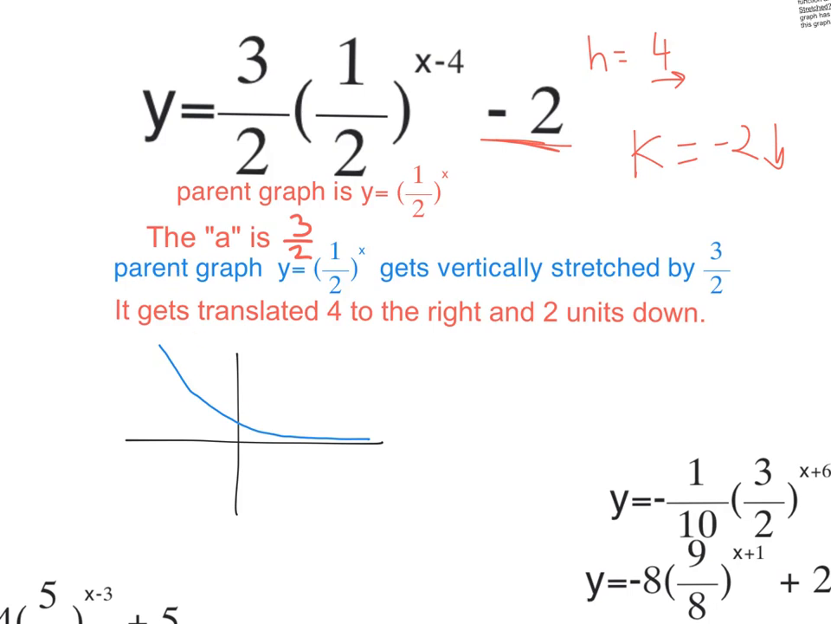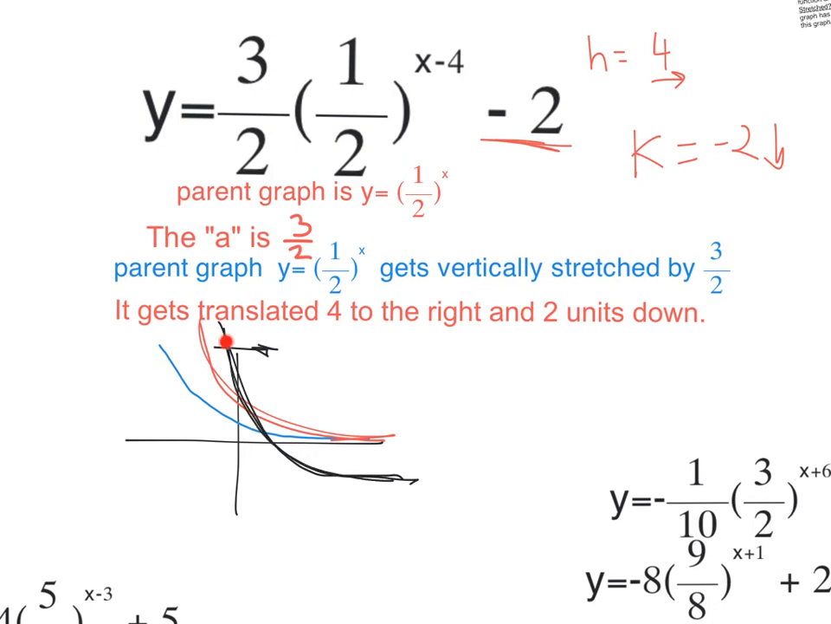So let me do that in the red color, a little stretched, same end behavior, just got a little bit stretched up, vertically stretched. And let's talk about the translations, 4 to the right and 2 down. So I need to take this guy and move this guy 4 this way and 2 down. So let me do it moving it 4 that way and then 2 down. You're going to have a new asymptote down here. So here's your final graph, this black one right here.